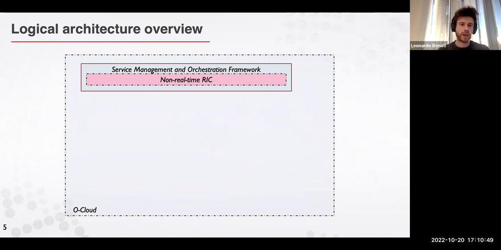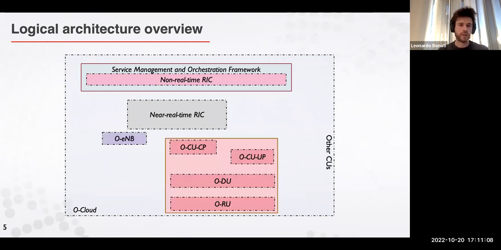So going back to the cloud, we have a service management and orchestration framework that can orchestrate all the services in our network. And inside this is the non-real-time RIC that is designed by O-RAN. Then we have a near-real-time RIC deployed in the cloud, and then we have the various pieces that carry out the functionality of the base station. So, for example, we have the RU, the DUs, and the various layers of the CU.